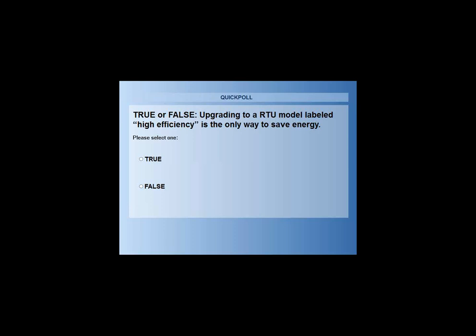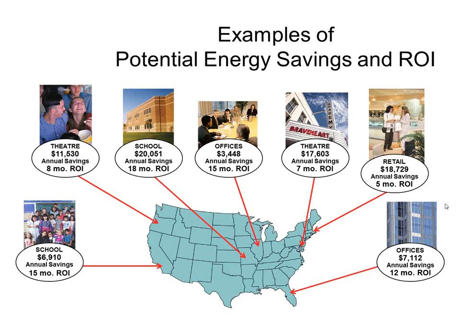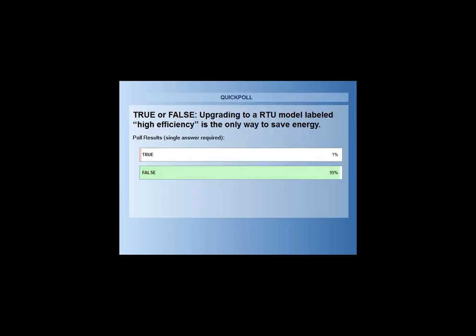Let's go back to our poll question and close that out. So you guys did really good on that. 99% of you said that is false, right? So obviously there are ways to be more efficient on a rooftop unit other than just buying the one that says high efficiency on the tag, right? And some of those things are things we're talking about. Programmable stats, demand ventilation, ERVs, etc. So that's good.